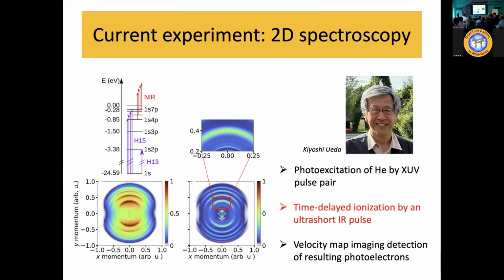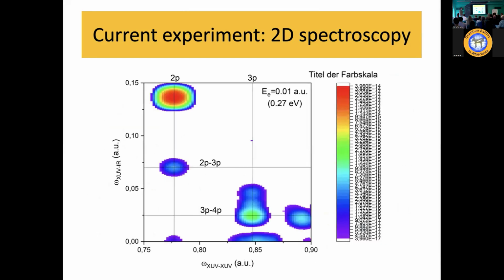Now, in the absence of experimental data, I can show you numerical data because we have done calculations of this experiment. And what we're hoping to measure are 2D maps like this, where on one hand we have the frequency axis related to the XUV delay. That basically tells us about which XUV frequencies are absorbed.